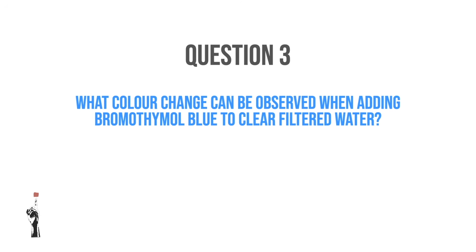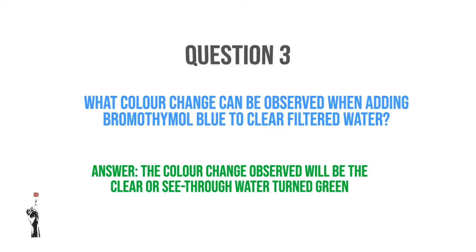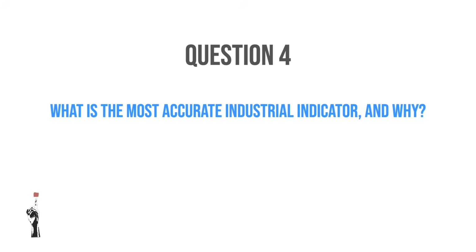What color change can be observed when adding bromothymol blue to clear water? The color change observed, clear water will turn green. Can you remember which industrial indicator is considered to be the most accurate and why?